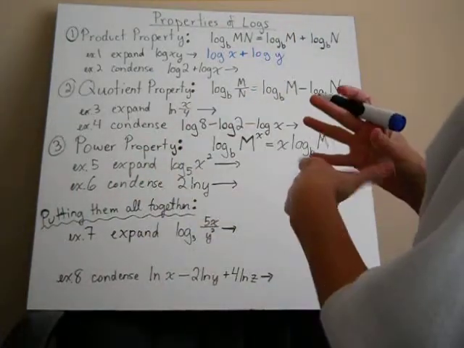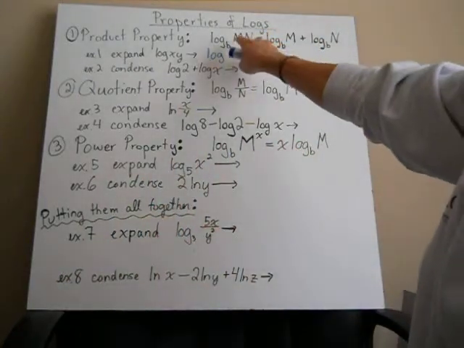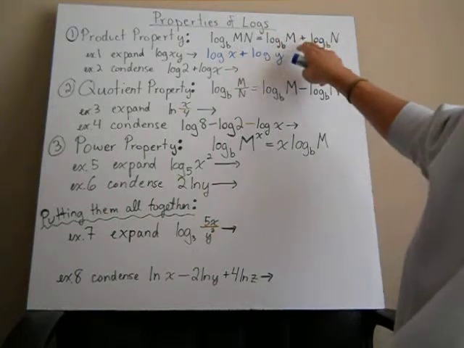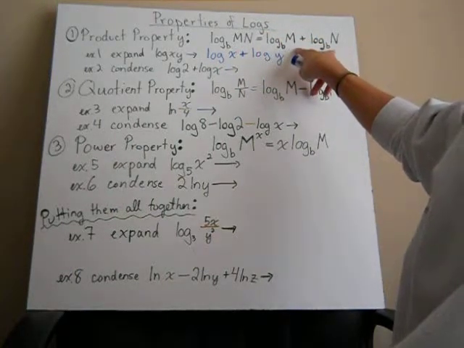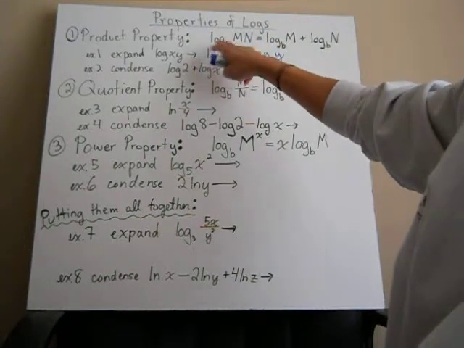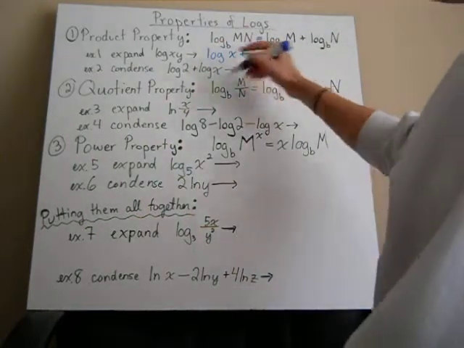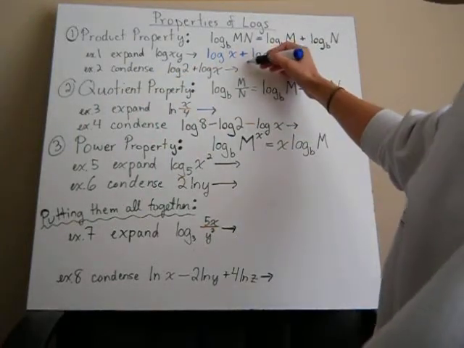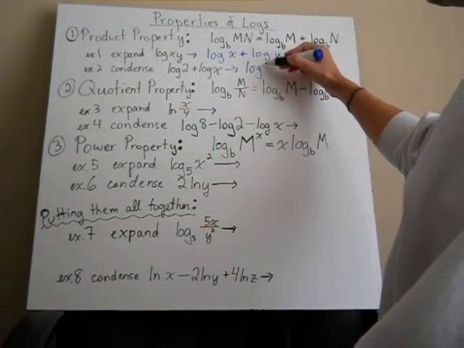Now going backwards, because you have to be able to use these properties both ways, going this way to here and this way to here. So condensing from here to here, if I have the sum of two separate logs, as long as their bases are the same, I can write that as the product using one log. So if I'm trying to condense the log of 2 plus the log of x, that'll give me the log of 2x.